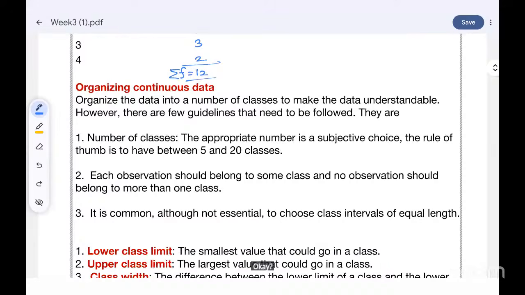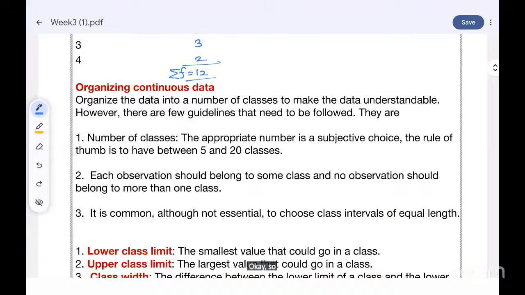Now organize the data into a number of classes to make the data understandable. In this case, it is now continuous. So for continuous data, we are going to classify the given data into different classes. Following are a few guidelines we are going to follow to make the classes. Usually the number of classes is not something fixed. Here usually we see that the number of classes varies between 5 and 20.